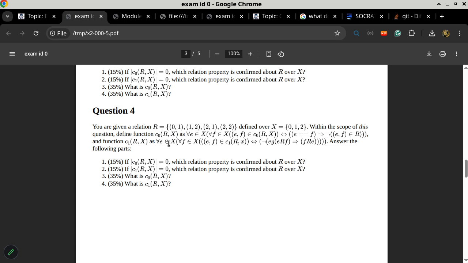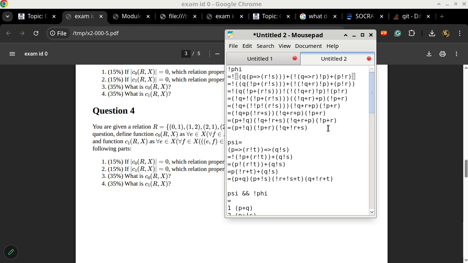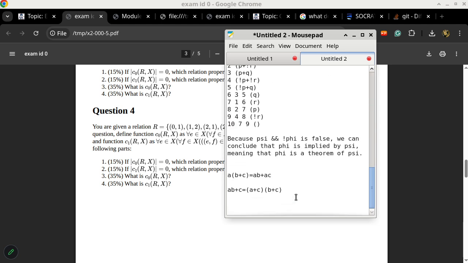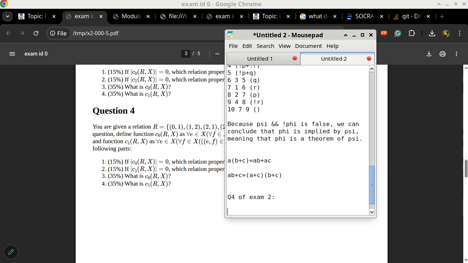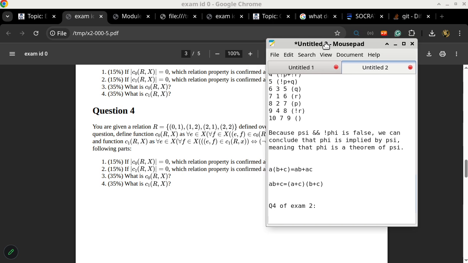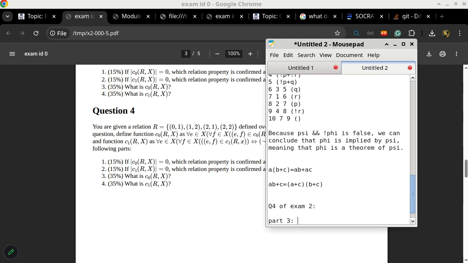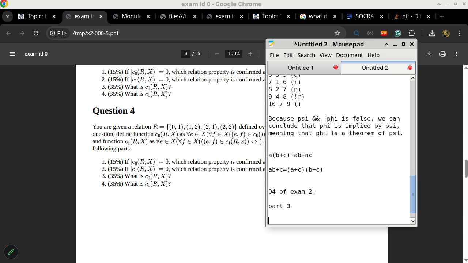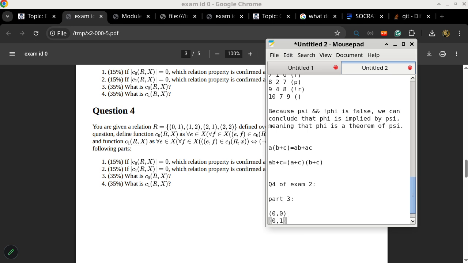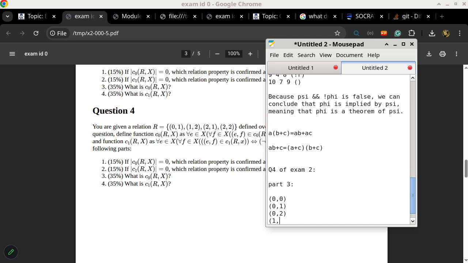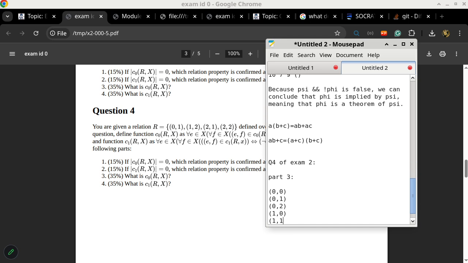All right. Well, okay. So the question is about part three, which is about what C0 is returning. So let's go ahead and do that. This is Q4 of exam two, and we are specifically looking at part three, right? To do this mechanically, there are, as I said, 9 cases that we have to consider. So we have 0,0; 0,1; 0,2; 1,0; 1,1.